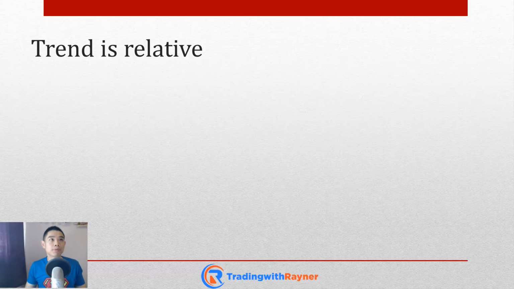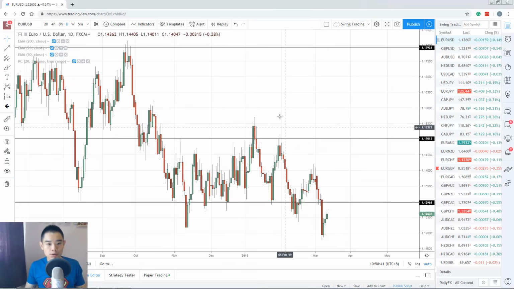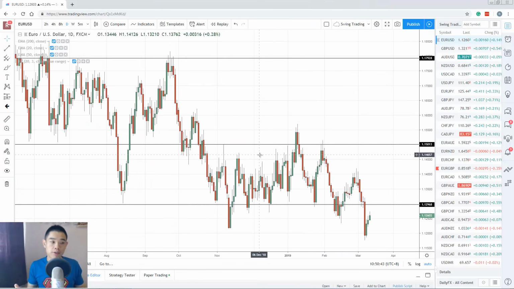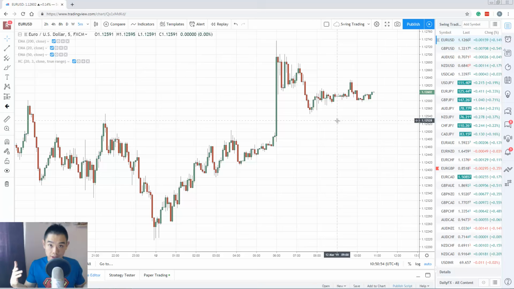For example, okay, here's an example. Let's say this one over here. You can see that EURUSD, it's in a downtrend, right? This is the daily time frame. And if you look at the 5 minutes time frame, EURUSD is in an uptrend. So can you see that there is this discrepancy over here? But the thing is that there really isn't any discrepancy over here.